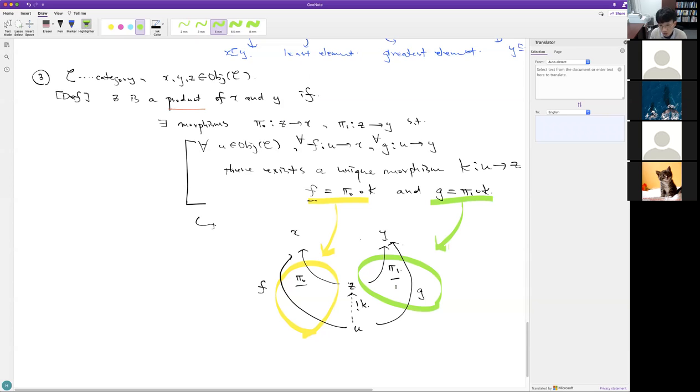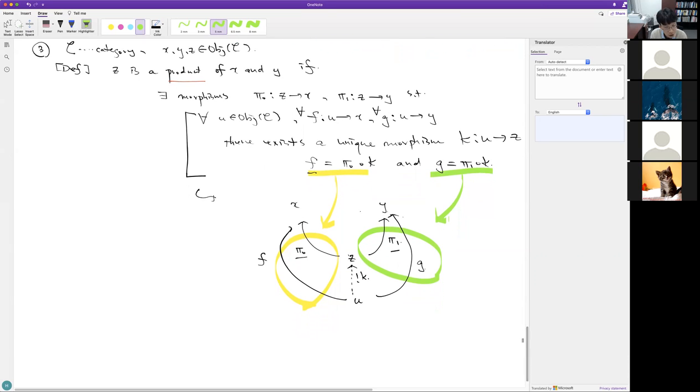Okay. And I think the best way to actually understand this product, the co-product being defined in the dual way, the best way to understand products, as well as the co-product that I'm going to explain later, is to solve a similar exercise as the one that I showed you before. So here's an exercise. In the category of sets, what is a product of objects X and Y? In other words, for two sets X and Y, what is the product going to be?